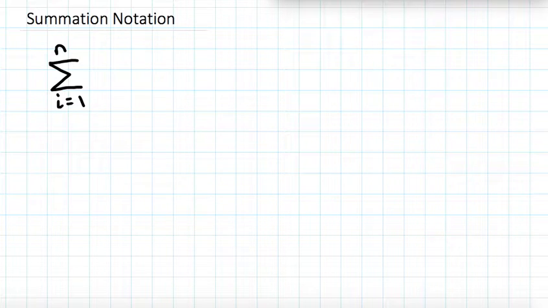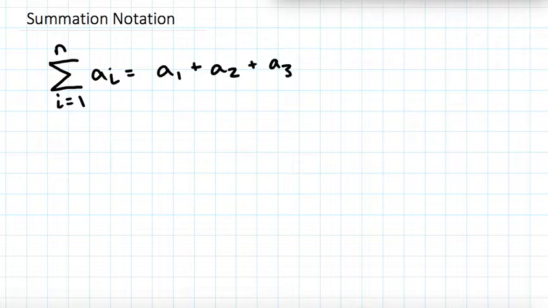So if it's 1 through n, we're plugging in all numbers from 1 through whatever number n is. So the number on the bottom tells us the first number to plug in, and the number on the top tells us the last number to plug in. Then we're going to have some kind of formula to plug into. And what we're going to do is plug in every number from the bottom number to the top number. So in this case from 1 to n. And then we're going to add all of the results together.